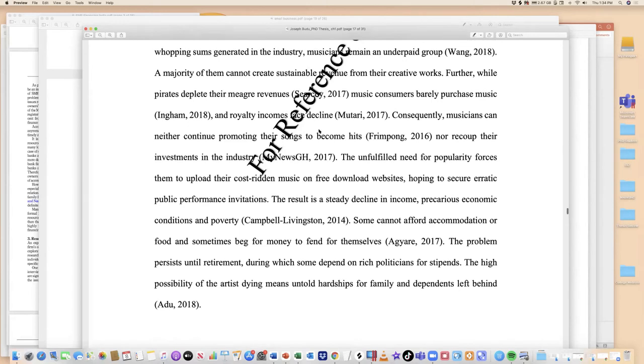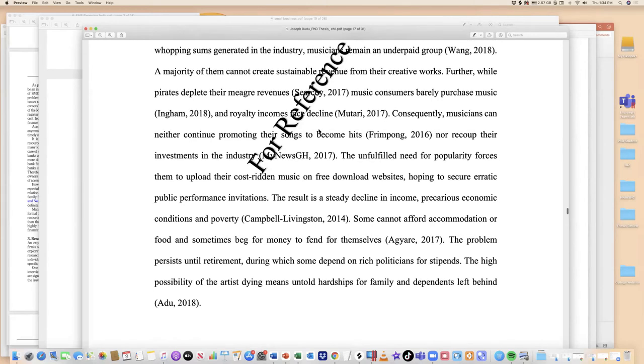So all these are coming from industry perspective. Consequently, musicians can neither continue promoting their songs to become hits, nor recoup their investments in the industry. Okay. The unfulfilled, so those ones are coming from Ghana. Those references here come from Ghana.